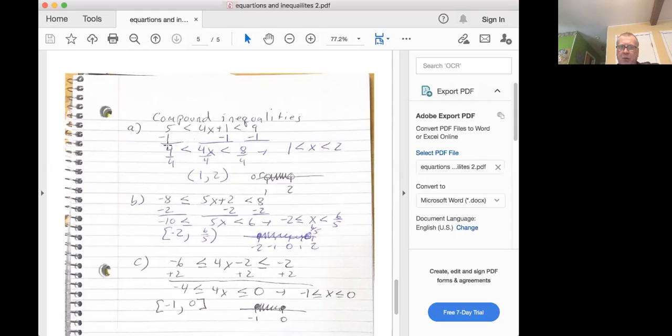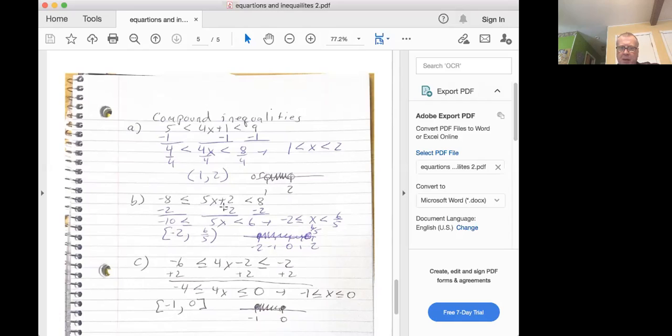So 5 minus 1 is 4. 9 minus 1 is 8. So we get 4 is less than 4x is less than 8. We're going to divide everything by 4. And that gives us 1 is less than x is less than 2. So in interval notation, we're going to include neither. So we put parentheses around 1 and 2. Number line, open circle at 1, open circle at 2, shade everything in between.